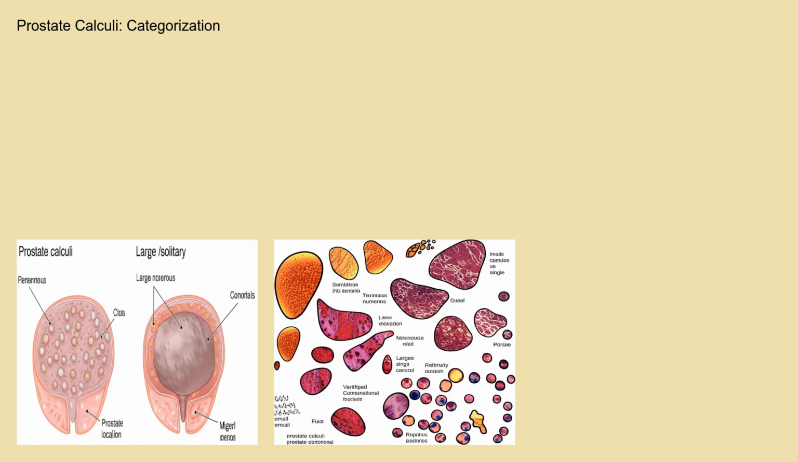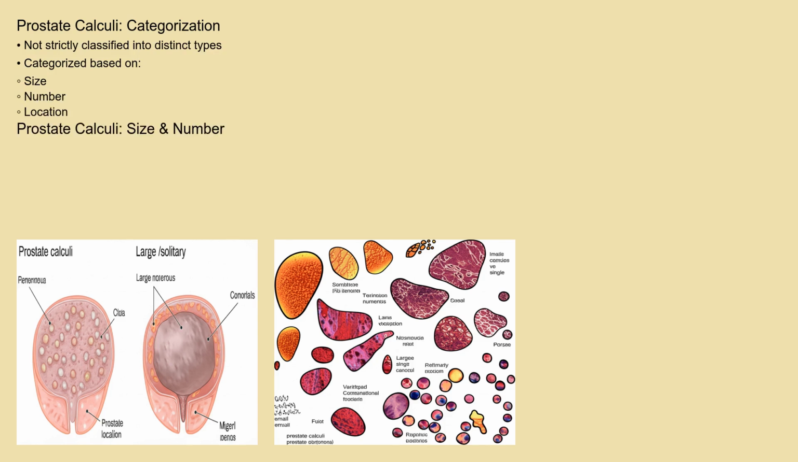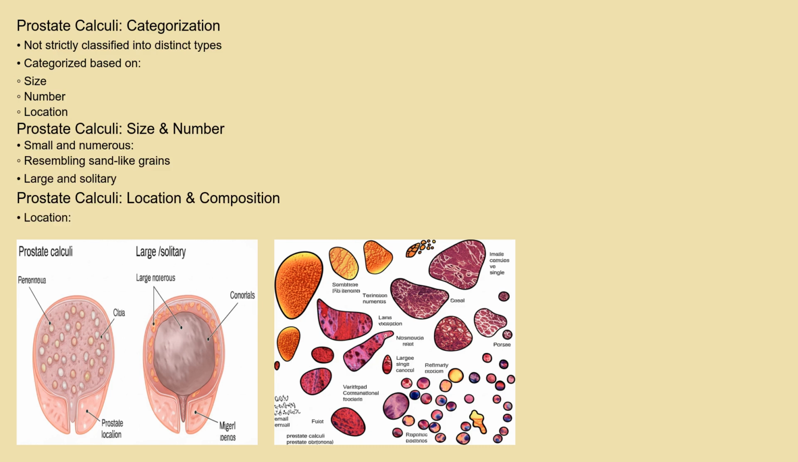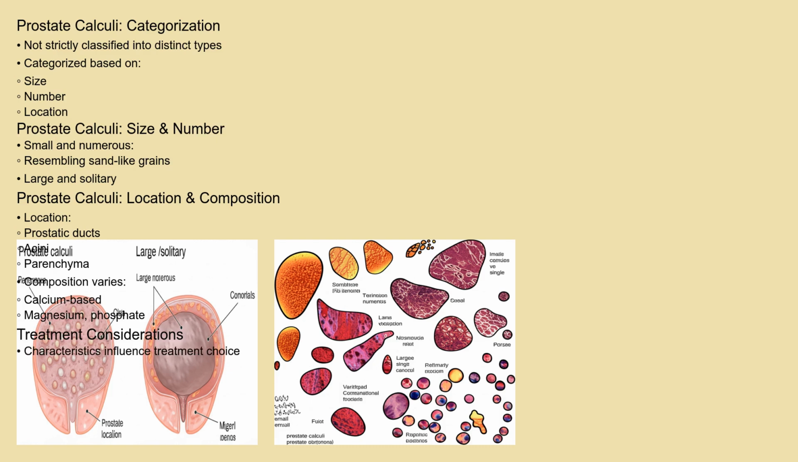While not strictly classified into distinct types, prostate calculi are often categorized based on their size, number, and location within the prostate. They can be small and numerous, resembling sand-like grains, or large and solitary. Their location can be within the prostatic ducts, acini, or even embedded in the prostatic parenchyma. Some are predominantly calcium-based, while others may contain higher proportions of other minerals like magnesium or phosphate. These characteristics influence the choice of treatment.